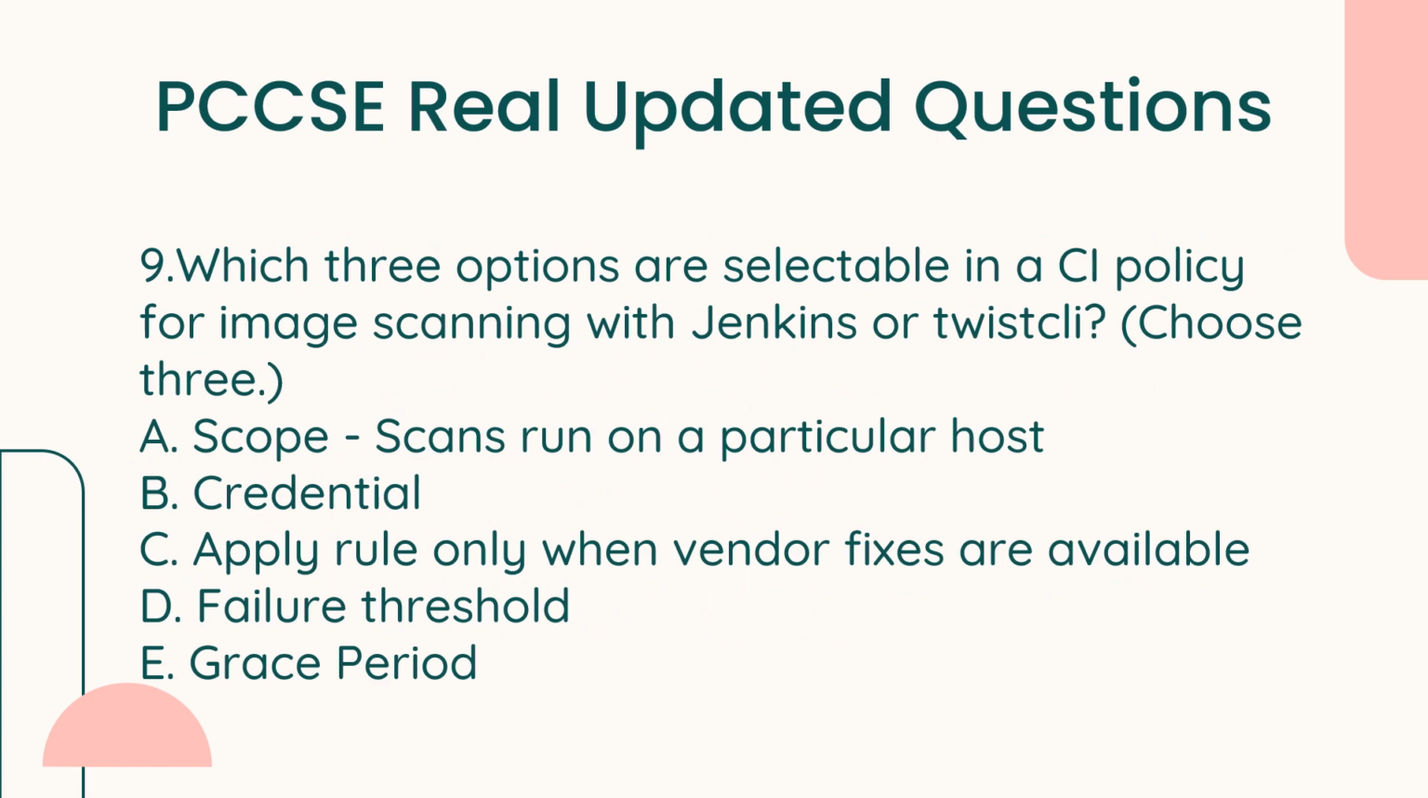9. Which 3 options are selectable in a policy for image scanning with Jenkins or twistcli? Choose 3. A. Scope. Scans run on a particular host. B. Credential. C. Apply rule only when vendor fixes are available. D. Failure threshold. E. Grace period.